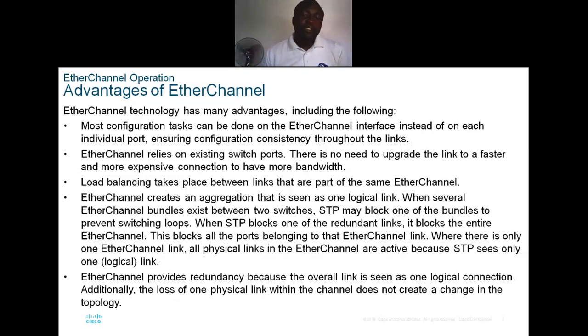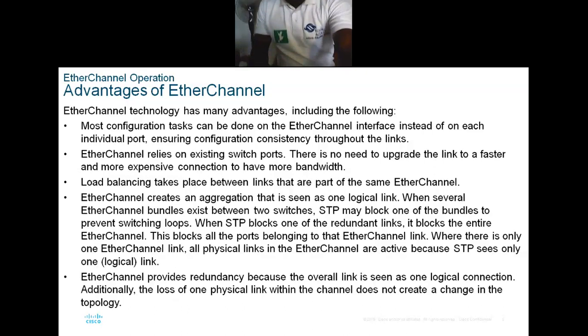EtherChannel relies on existing switch ports, so there is no need to upgrade the link to a faster and more expensive connection to have more bandwidth. For instance, if I have a switch that is Fast Ethernet, which gives me 100 Mbps, and I want to upgrade it to maybe 300 or 400 Mbps, it will cost me more money to change the entire switch. What I could just do is enable EtherChannel. Once I enable EtherChannel, I get the required bandwidth that I need.